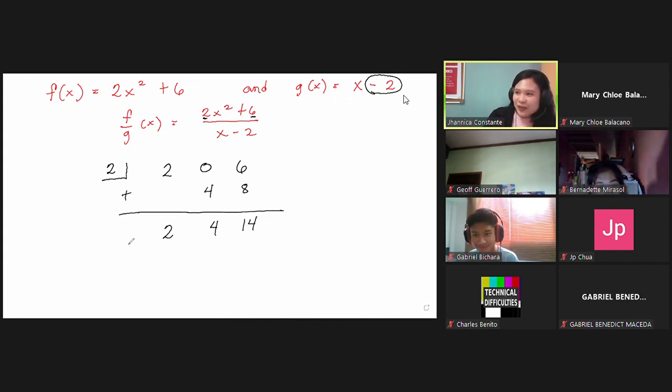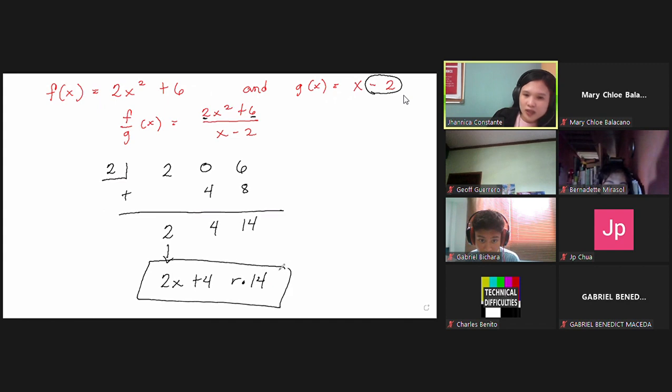So we have already the coefficients once we write the quotient of our function. So we will be having 2x plus 4 remainder 14. That is the quotient of our function.